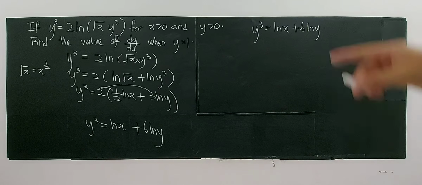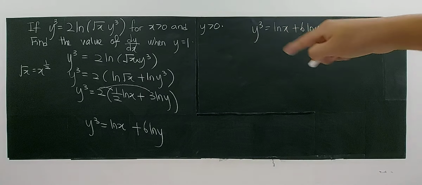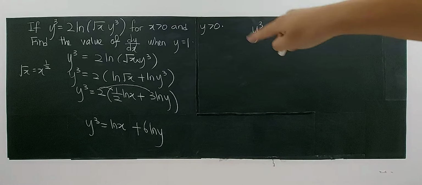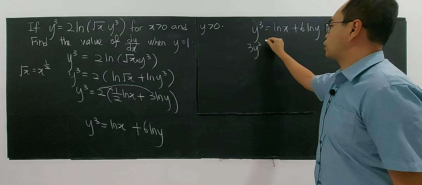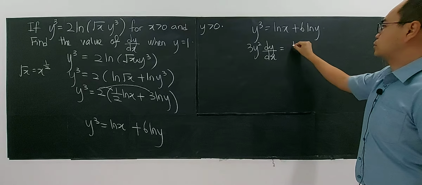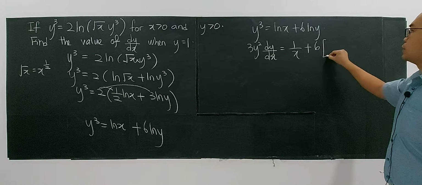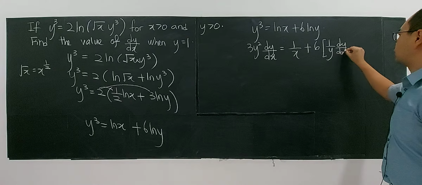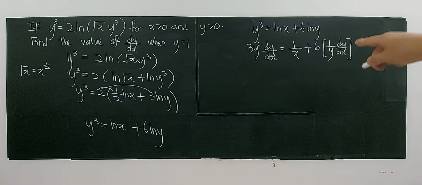Now I start differentiating from here, because after simplifying, it's easier to differentiate. So differentiate y cubed implicitly, this whole thing implicitly. You have 3y squared dy/dx. Differentiate ln x, 1 over x. Differentiate 6 ln y: 6, and differentiating ln y gives 1 over y, but you add a dy/dx. Done. I have already differentiated this easily.